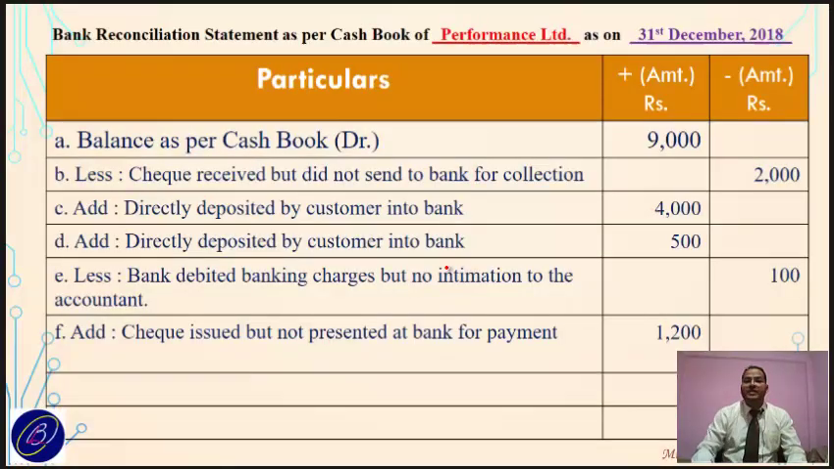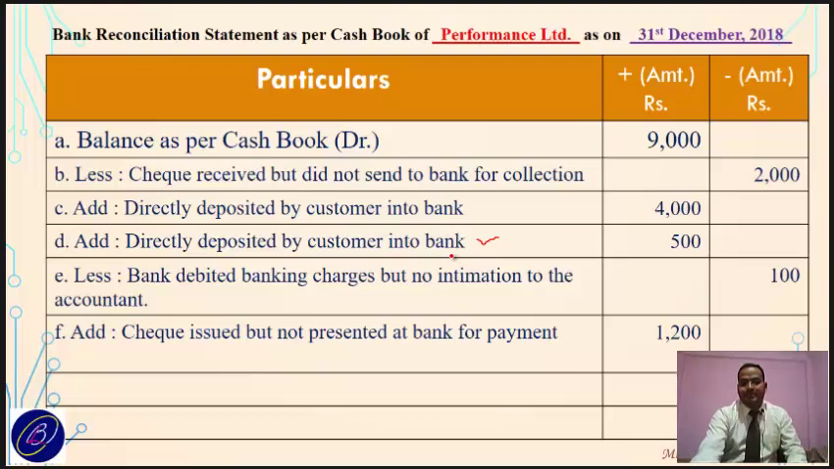Next, look at the solution for this. Cheque issued but not presented at bank for payment, 1200. Clear? I beg your pardon to everyone, that point number D, its calculation is correct, but it should be mentioned that rupees 500 credited by the bank, as it was directly deposited by the bank. So the calculation is correct, no problem in that, but the statement is not correct. Please rectify the statement.